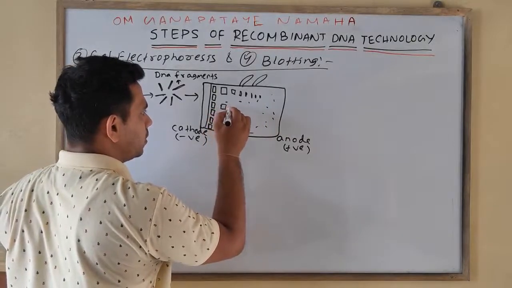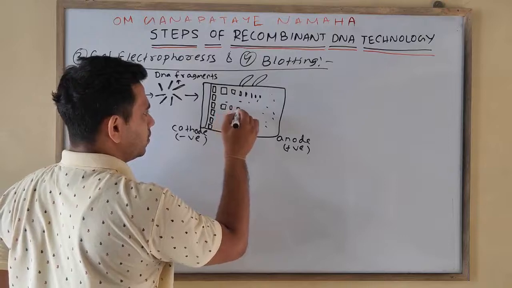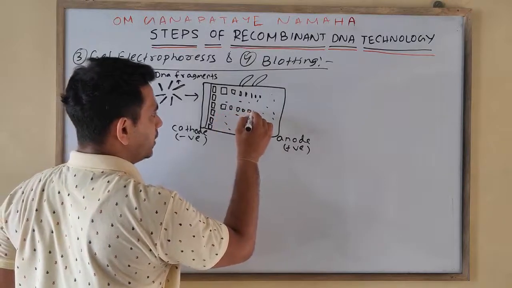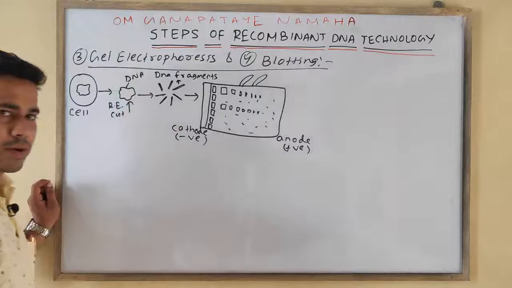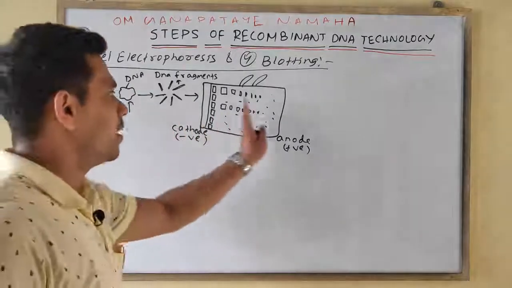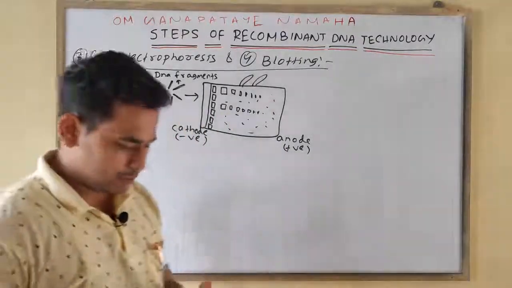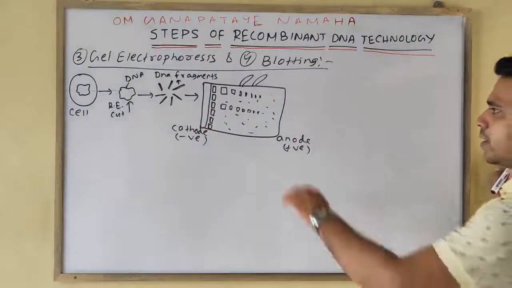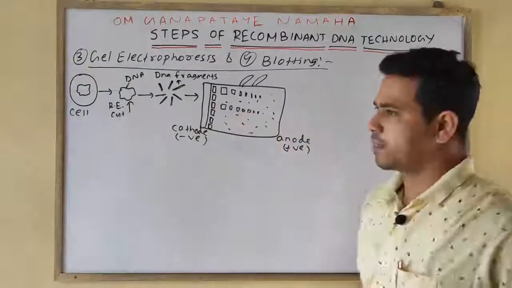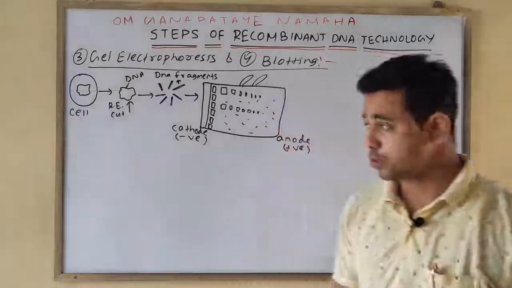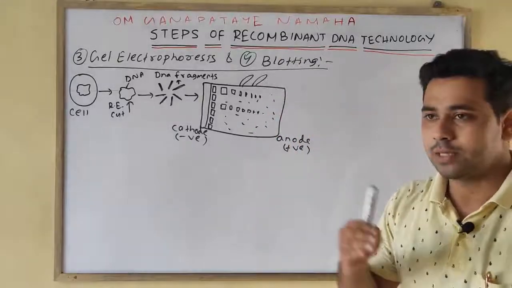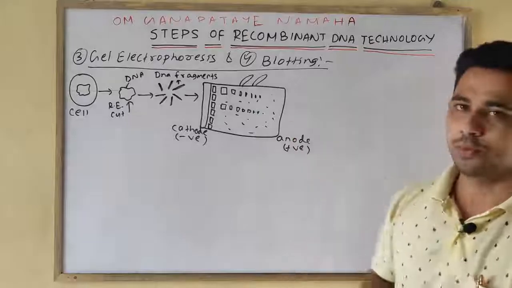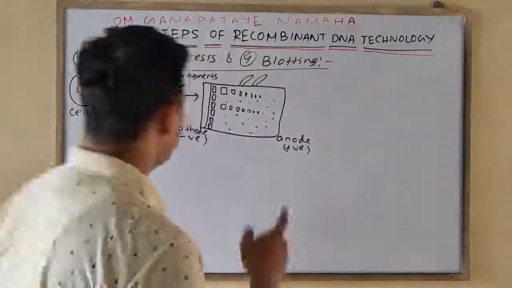This one is your largest DNA, then it will gradually descend down. In this manner the DNA fragments are arranged after giving the electric supply. But at this stage the DNA fragments are not visible, so we should apply some type of fluorescent dye so that they become visible to us. Okay, next step.